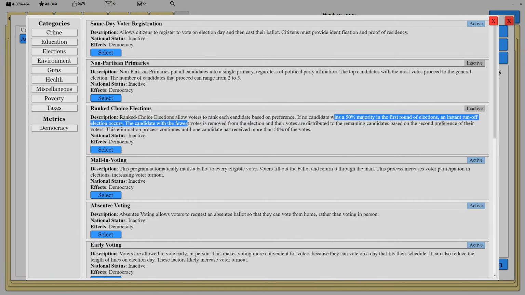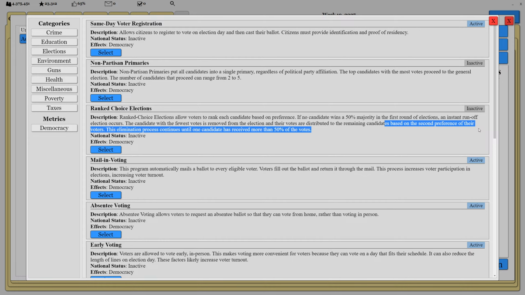The candidate with the fewest votes is removed from the election, and their votes are distributed to the remaining candidates based on the second preference of their voters. This elimination process continues until one candidate has received more than 50% of the votes.